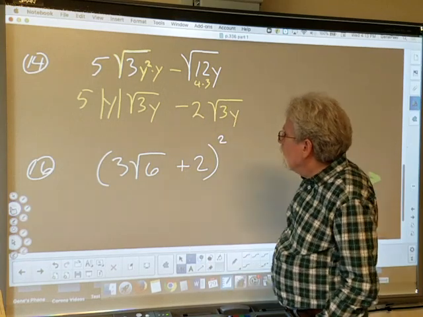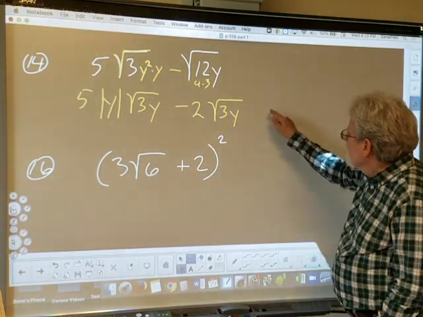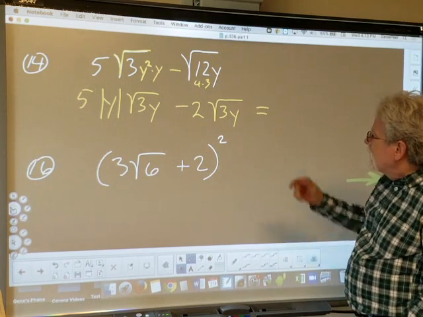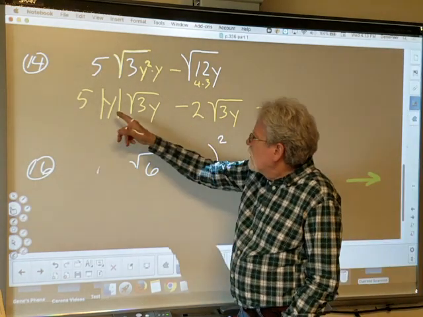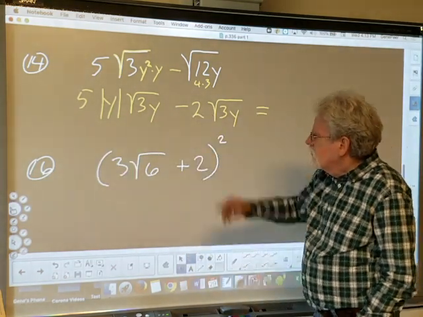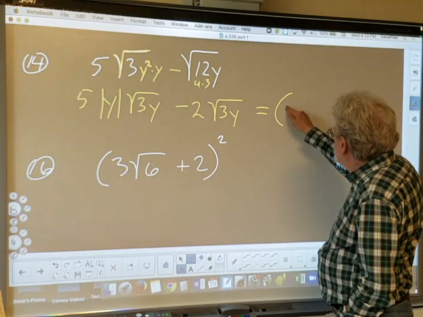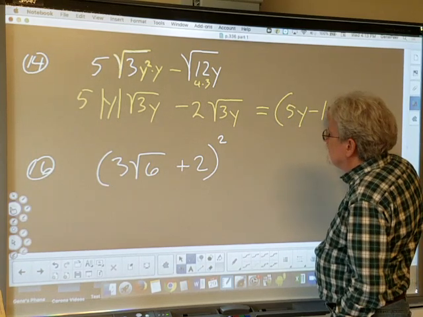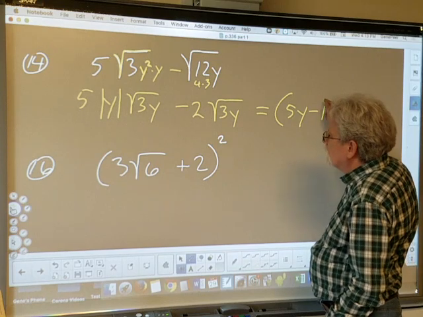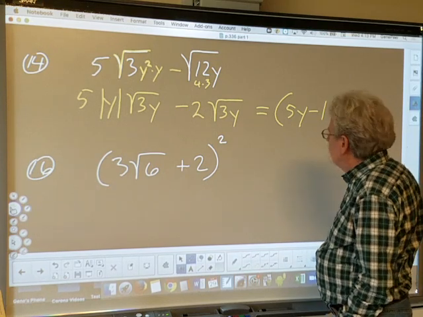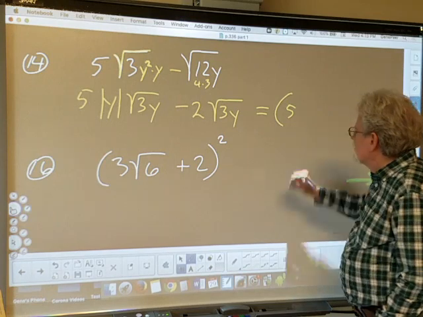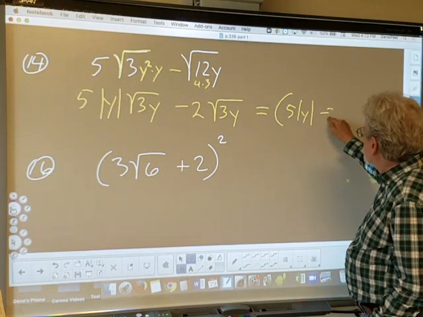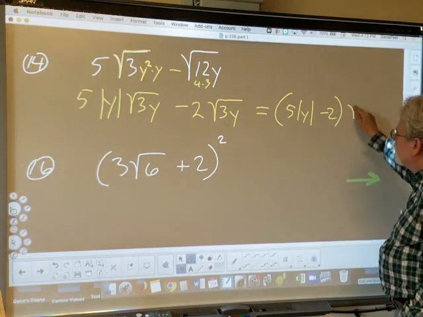Look, they're like terms. Yes, they are like terms. Only complication here, the book writers are being kind of mean to you. The complication is that we can't combine 5y minus 2. So we simply write 5y minus absolute value of, what am I doing? No, wait a minute. I just got mixed up with my absolute value. 5 absolute value of y minus 2 times the square root of 3y.